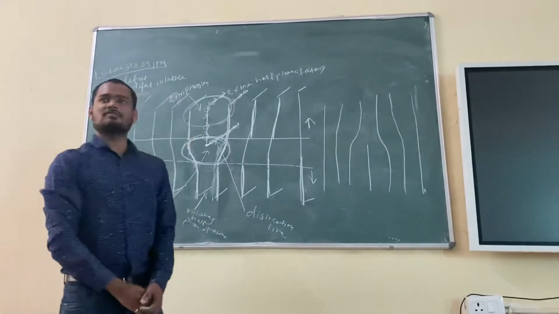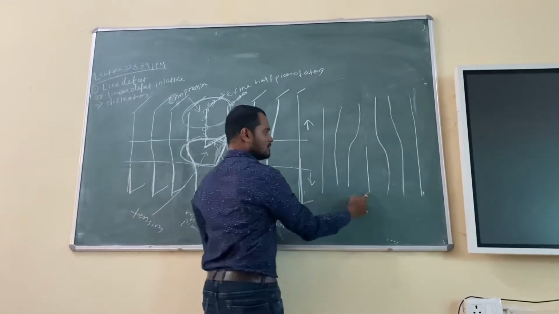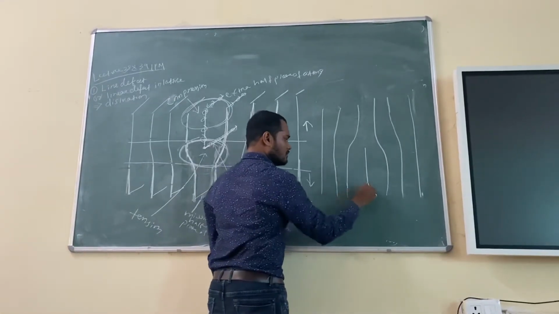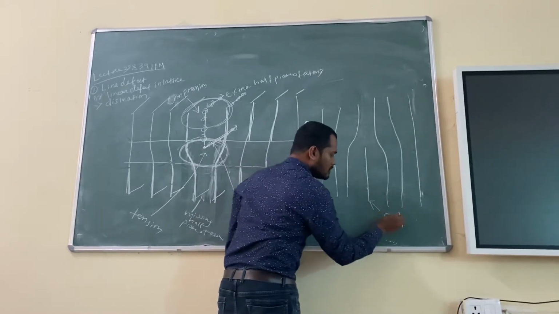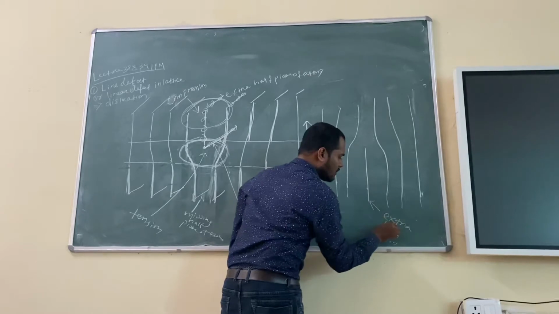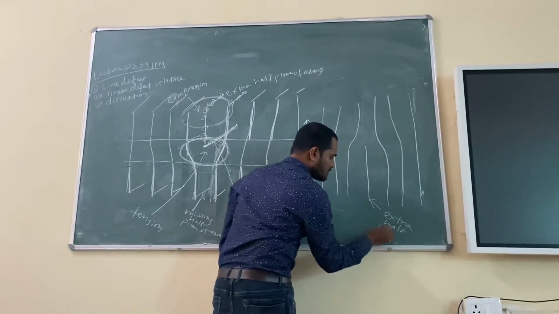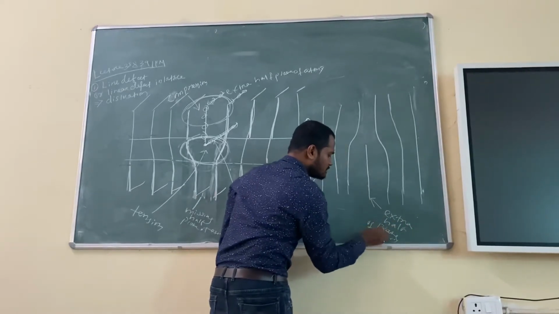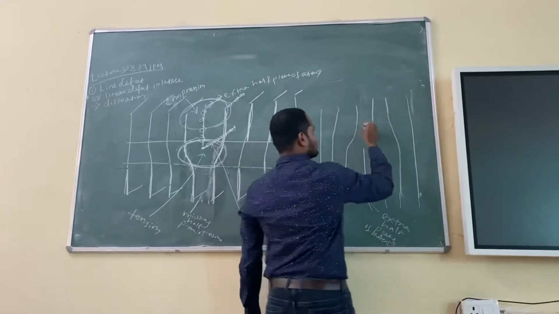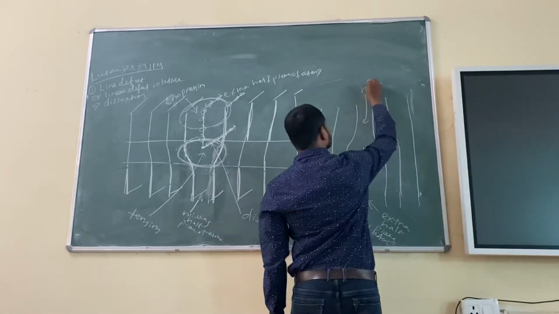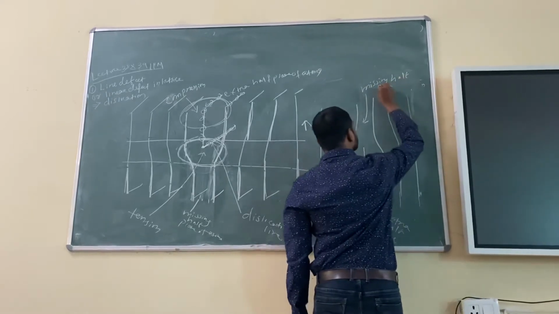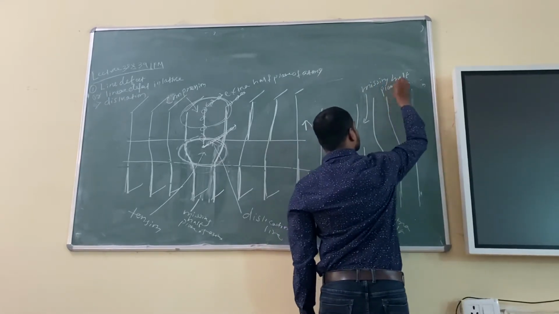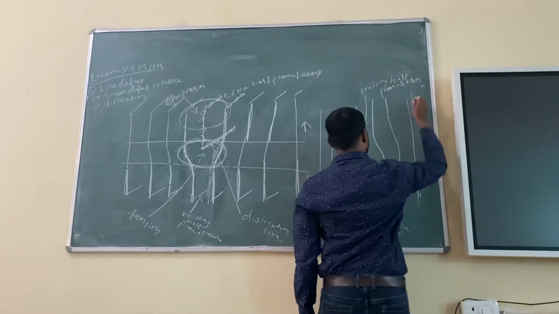Now which one is the extra half plane of atom? This one. This one, right? Extra half plane of atom. And this is the missing half, right?